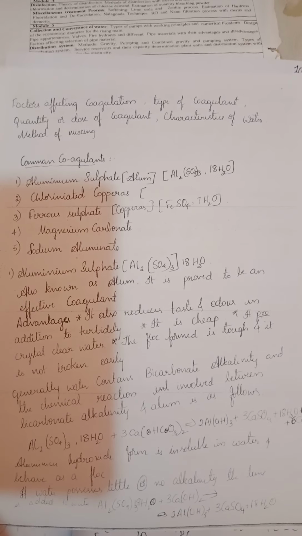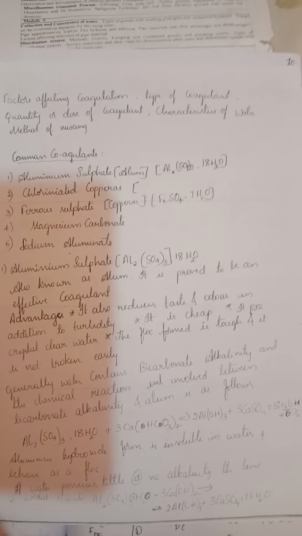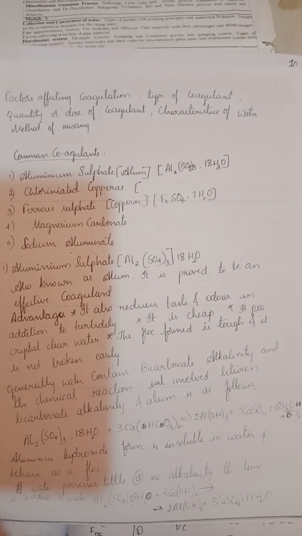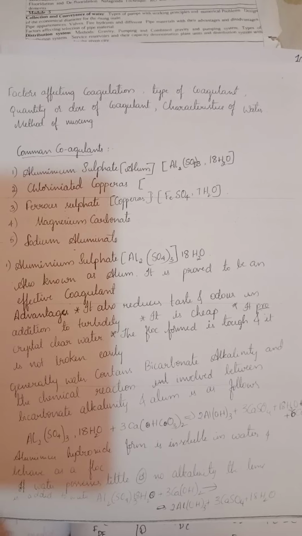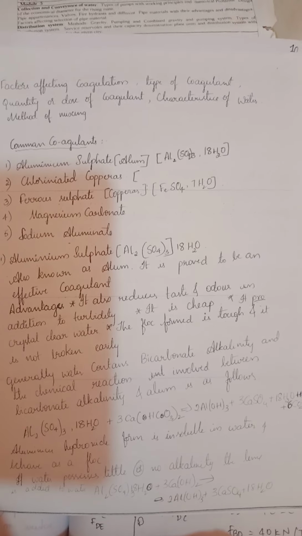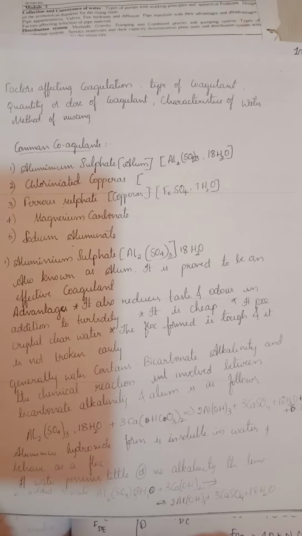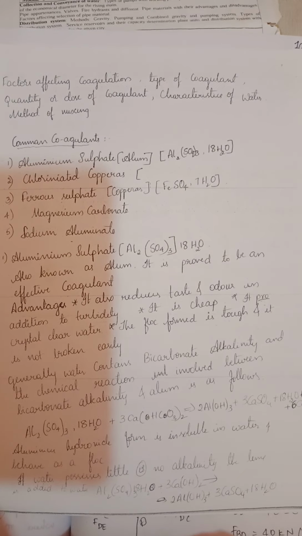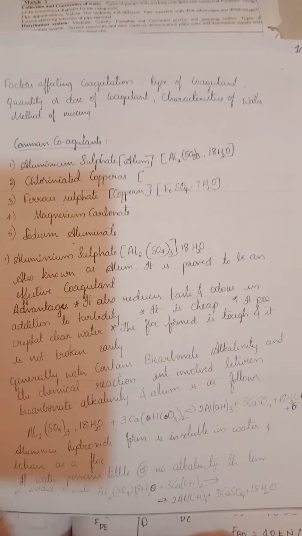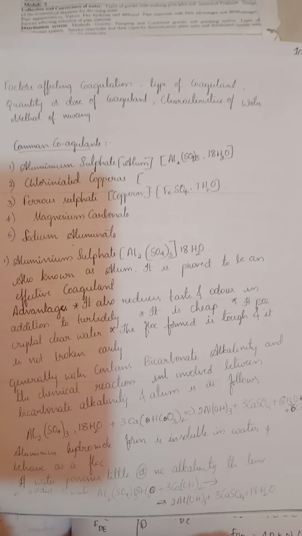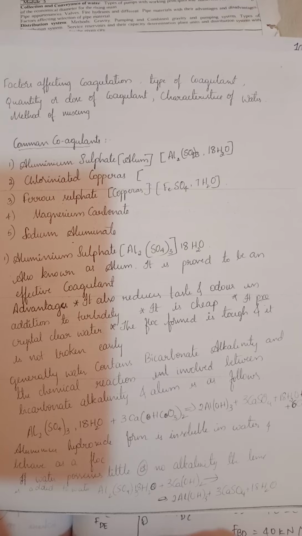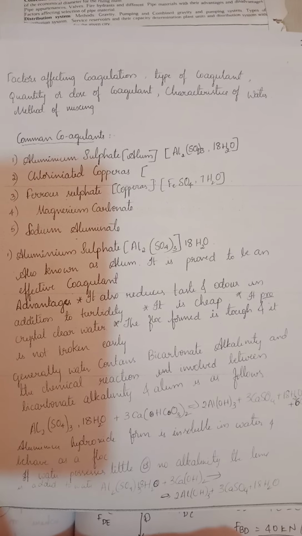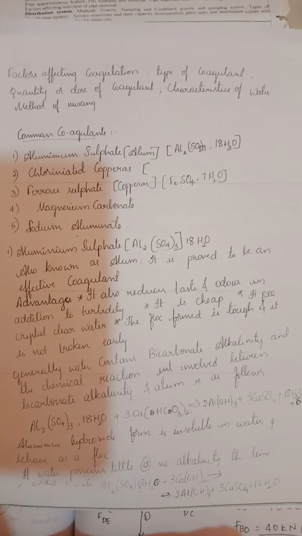Some of the coagulants are aluminium sulfate, which can also be called alum. Its chemical formula is Al2(SO4)3·18H2O. Next, chlorinated copperas, ferrous sulfate, magnesium carbonate and sodium aluminate. These are all the types of common coagulants.